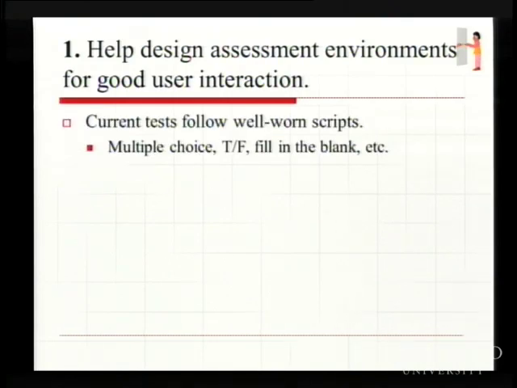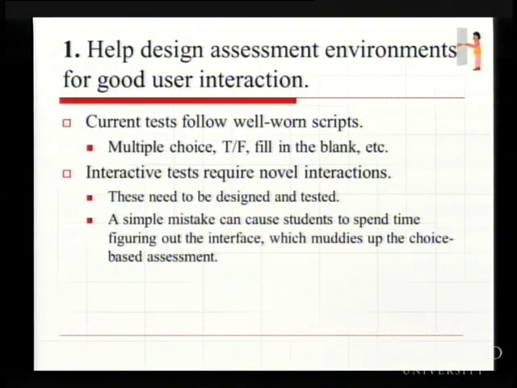The thing is current tests have these very well-worn scripts. Everybody knows the script. They know multiple choice, true, false, fill in the blank, etc. So when they take the test, they know what they're supposed to do. There's no confusion. As we start to make these interactive tests, they require novel interactions. And so these things need to be designed and tested. A simple mistake, if there's something wrong with the interface and it drives the interaction wrong, is really going to muddy up the assessment, because we're going to be picking up the kid trying to figure out some mistake we made in the menuing as opposed to their attempts to learn what we care about.